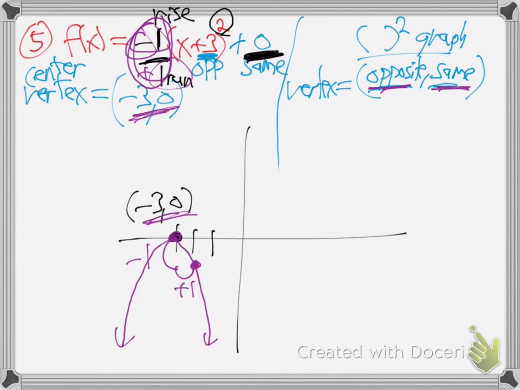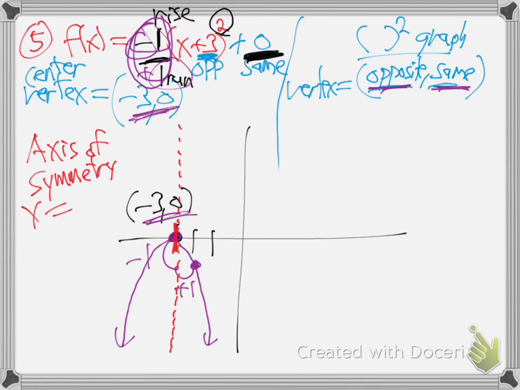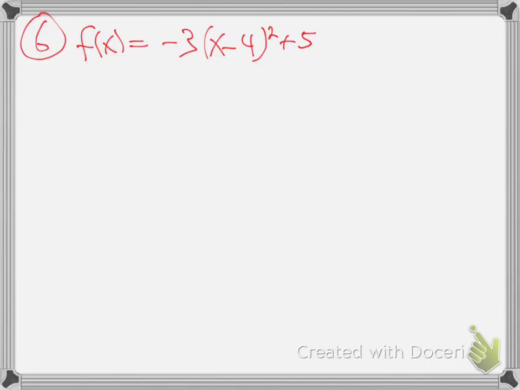Last thing they want is this dotted line in the middle to be graphed also. You've got to put that on the graph. That's the axis of symmetry. And its equation is x equals, where is it hitting right here? -1, -2, -3, which is the x value of the center. So x equals -3 is the axis of symmetry, going through the middle of the parabola. There we go. Okay, so same thing.